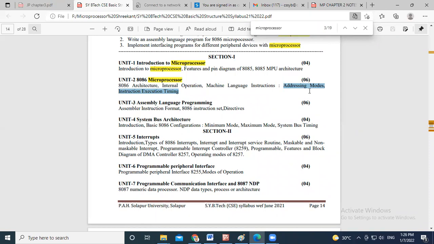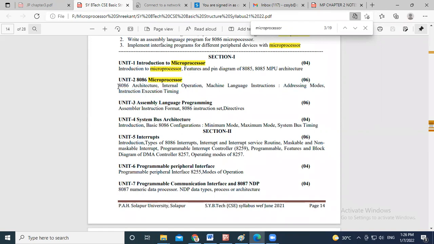In addressing modes, there are two main categories: data related addressing modes and branch related addressing modes. In data related addressing modes, I taught immediate, direct, indirect, and implied addressing modes. And in branch related addressing modes, I taught indirect and direct for intra segment and inter segment, four categories. In instruction execution timing, I have given a particular table; you have to remember those values, because these are the given values in the question paper, and just go through the problems I solved.